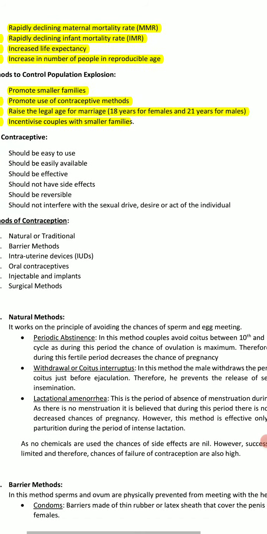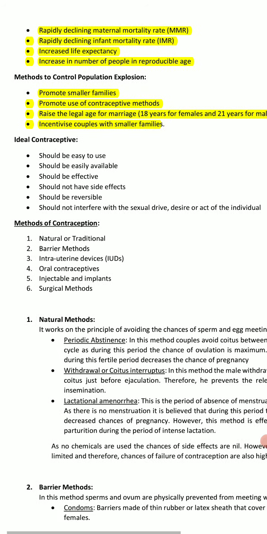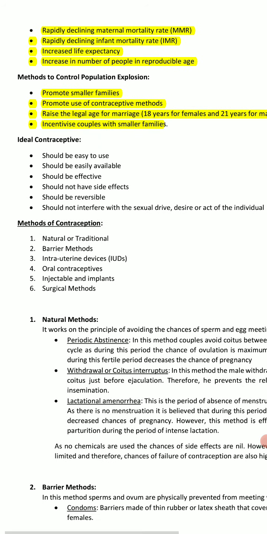I am repeating again. It promotes smaller families. The second one, it promotes use of contraceptive methods. Third one, it raises the legal age of marriage. And the last one, incentivize couples with smaller families. So these are the methods to control the population explosion.